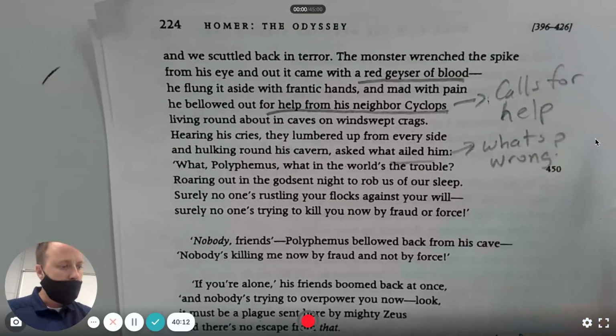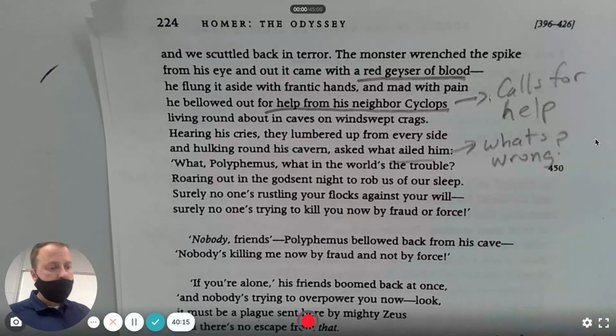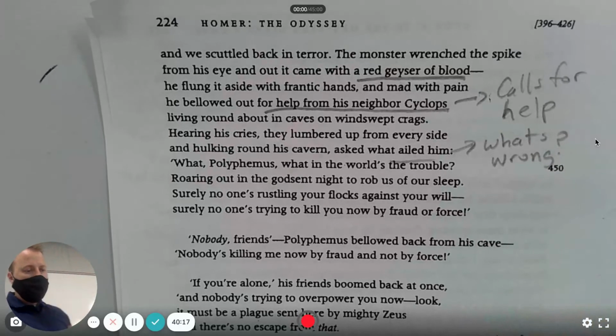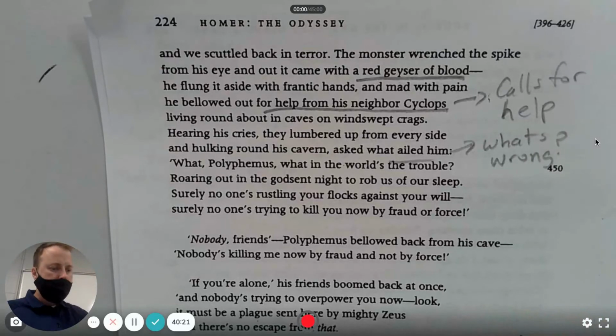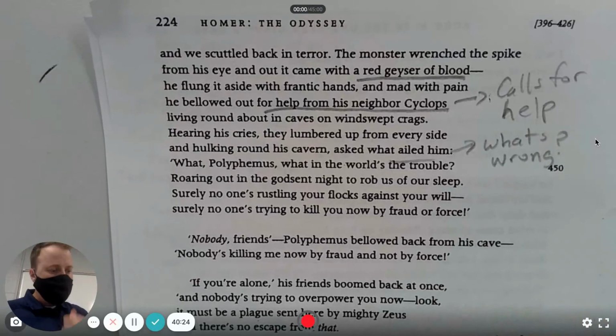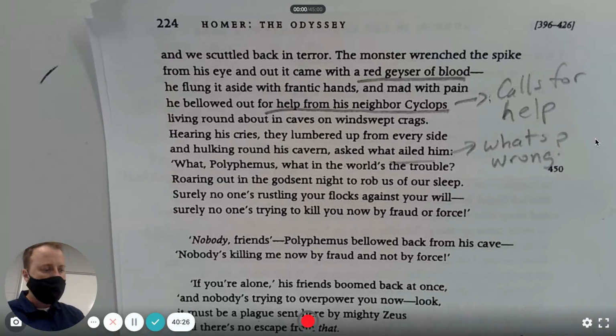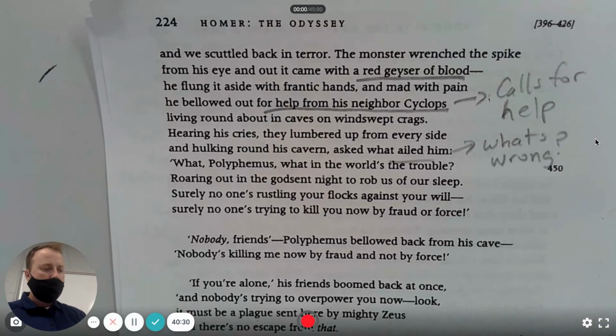The Cyclopes say, what's wrong? Roaring out in the God-sent night to rob us of our sleep. So why are you roaring in the middle of the night? What's wrong? You're waking all of us up. All the Cyclopes are saying this. Surely no one's rustling your flocks against your will. Surely no one's trying to kill you now by fraud or force.